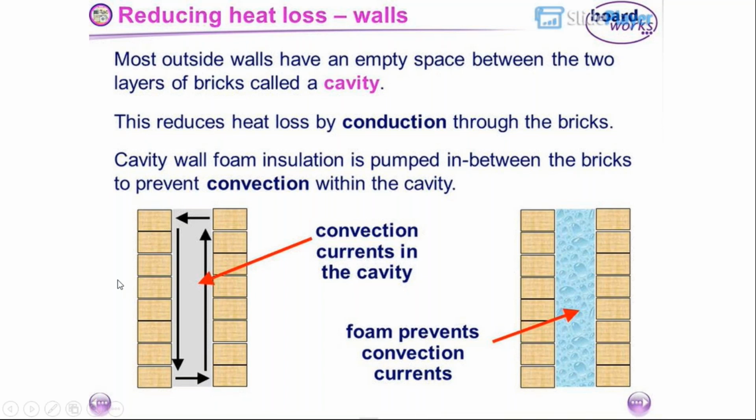In this way, if you use this in our house, it will not lose heat energy by conduction, but will lose heat energy by convection, because convection can happen. In order to prevent the convection, we should use foam. We should pump the foam between the bricks, and it prevents convection current.